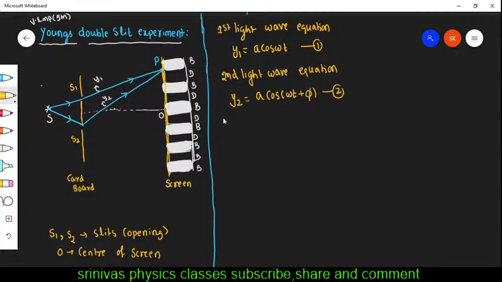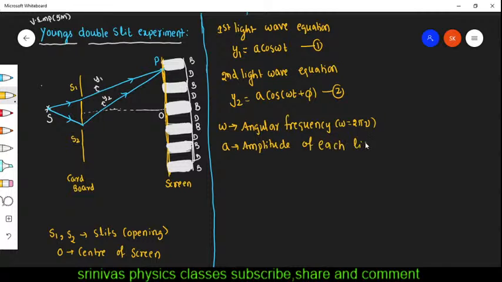What is a? A is the amplitude of each light wave, and omega is the angular frequency. The formula for omega is 2 pi nu, where nu is the frequency. A is the amplitude of each light wave.